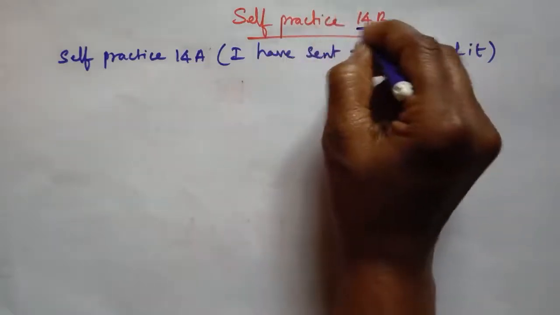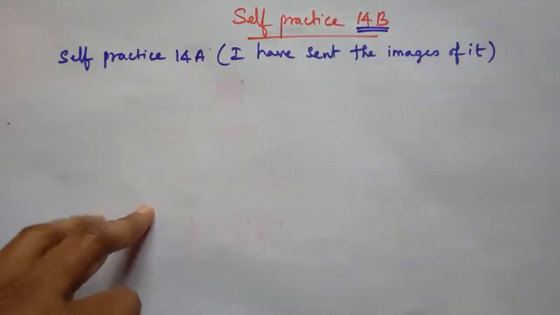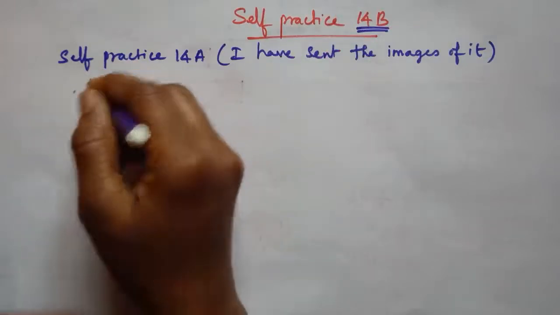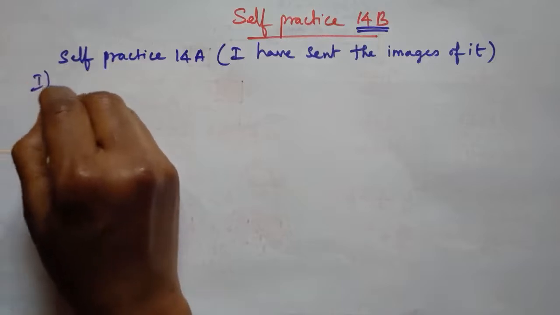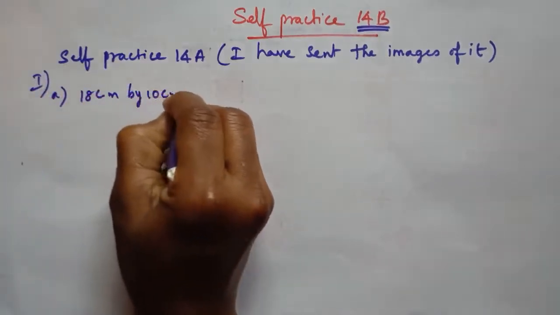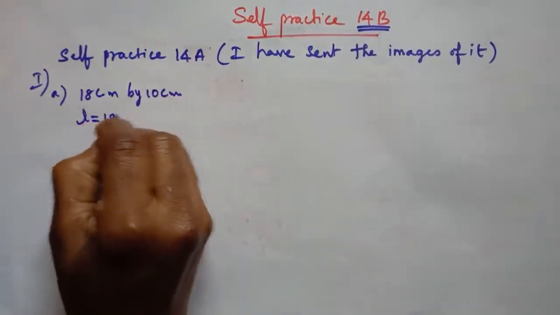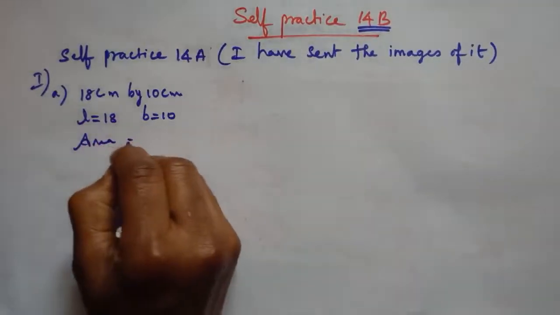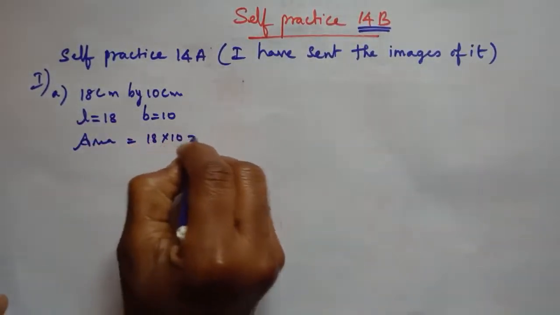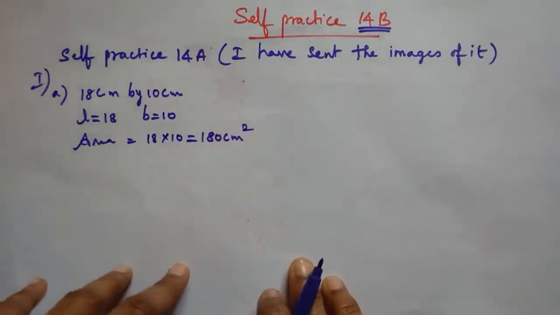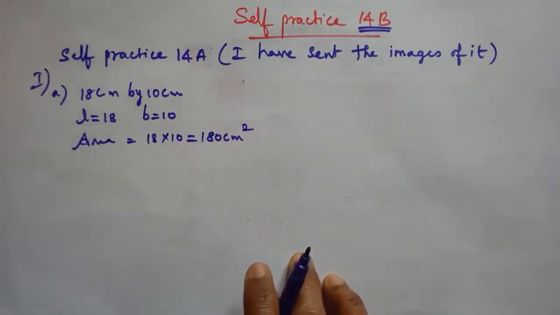Self practice 14b. First question, find the area of a rectangle which has the following dimensions. This is a very easy question. First, subdivision A, 18 centimeter by 10 centimeter. So L is equal to 18, and B is equal to 10. So area is equal to L into B, so 18 into 10, that is equal to 180 centimeter square. Is it clear? Students listen, B and C subdivisions are very easy, you can do them by yourself.